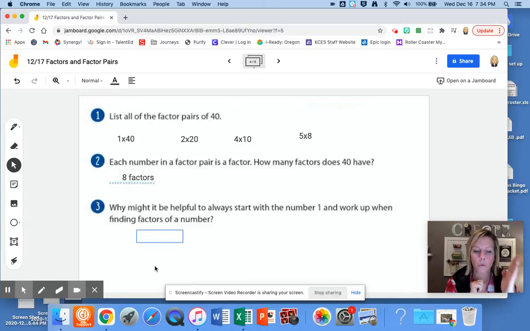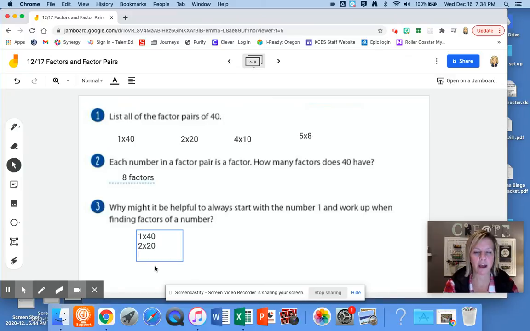So if you start with 1 and ask yourself, is 1 a factor of 40? Well, just so you know, 1 is a factor of every number, right? Okay, so then I'm going to go to 2. Is 2 a factor of 40? Yes, 2 times 20 is 40. And then I'm going to ask myself, is 3 a factor of 40? Well, I know 3 times 10 is 30. Ooh, 3 times 11 is 33. And if I keep counting by 3s, 36, 39, 42. No, 3 is not a factor of 40, so I'm going to move on.